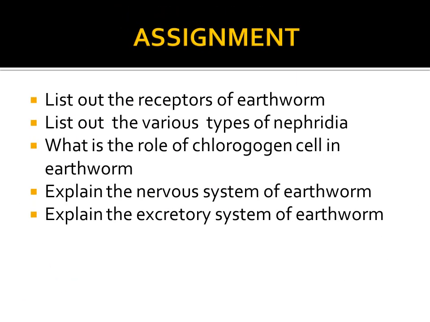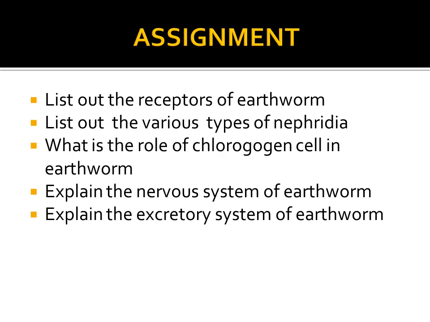So the assignment, the first question: list out the receptors of earthworm. We discussed the 6 receptors and we can list out the 6 receptors and what its sense and its location are. Fine. Then list out the various types of nephridia. What are the 3 types of nephridia? Pharyngeal nephridia, micronephridia, meganephridia. Or in other words, tufted nephridia, integumentary nephridia as well as septal nephridia. Alright? Okay.